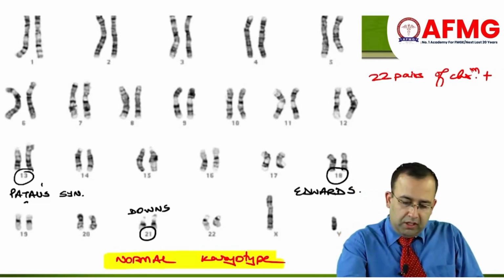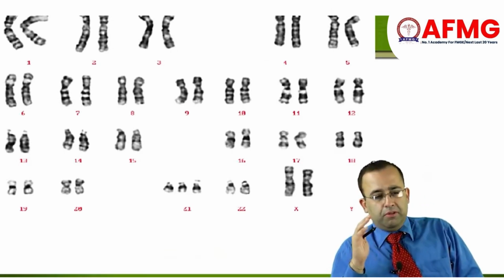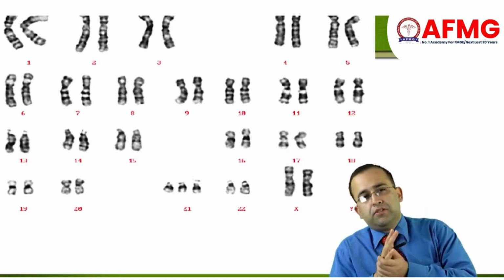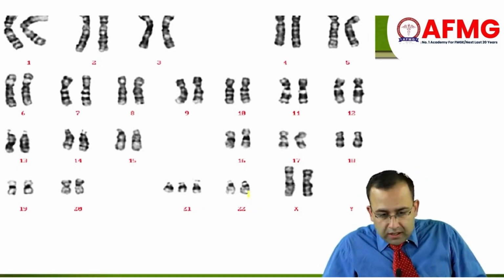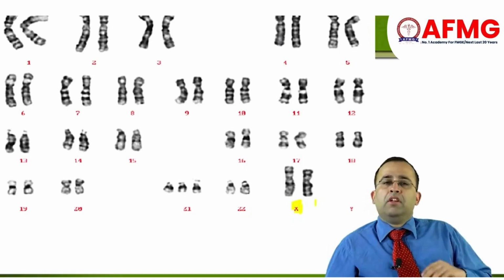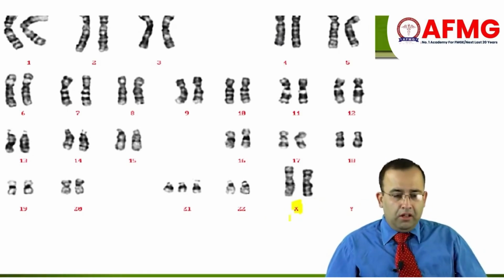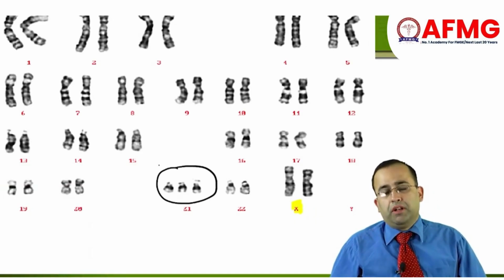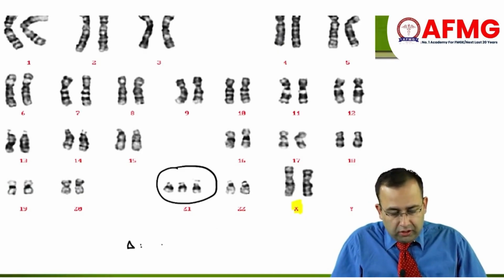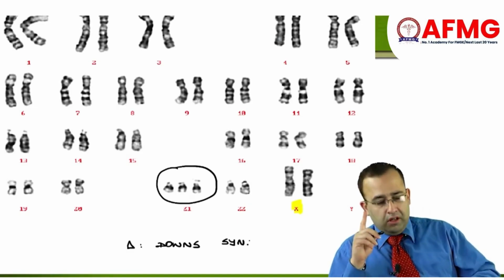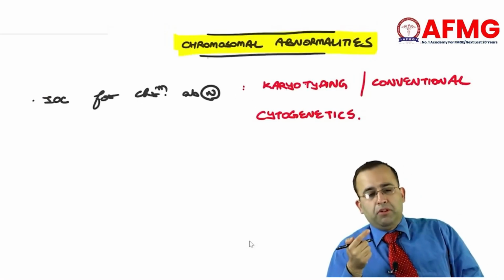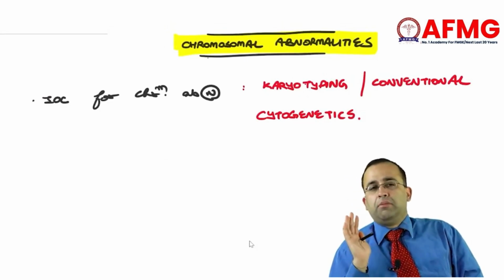Now you tell me, if you have been given this image, what is the diagnosis? Of course, this is conventional cytogenetics or karyotyping. The minute I see this, first I saw it is XX, that means she is a female. What is the problem in this karyotype analysis? It has 3 chromosome 21. That means the diagnosis is Down syndrome. So first point, investigation of choice for chromosomal abnormalities is conventional cytogenetics or karyotyping.